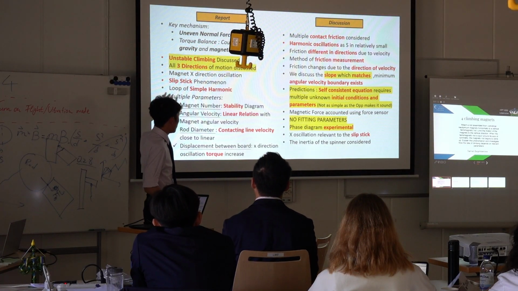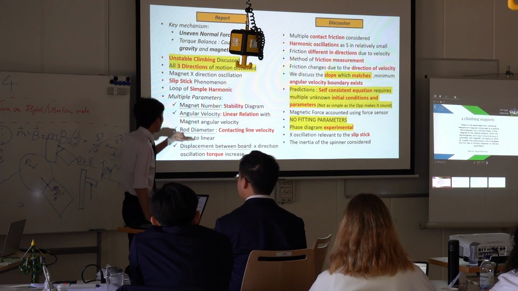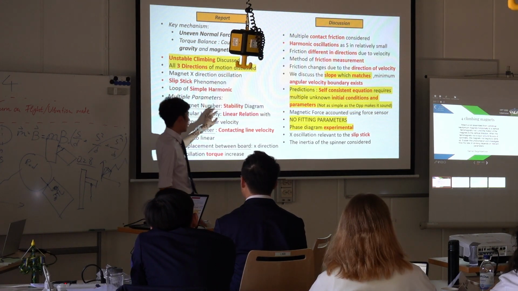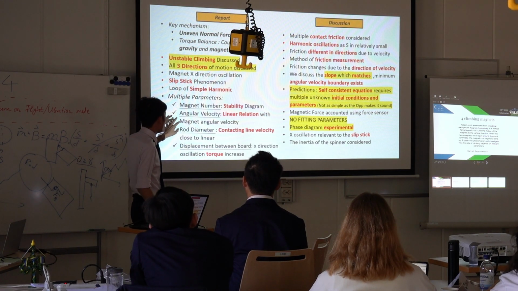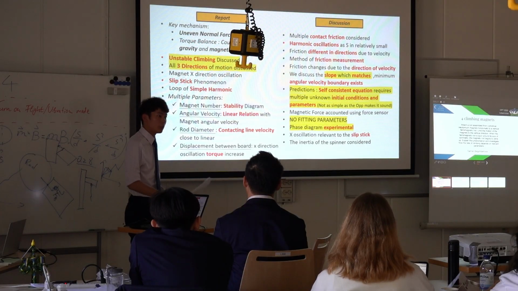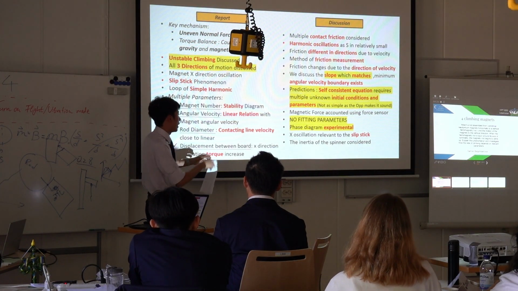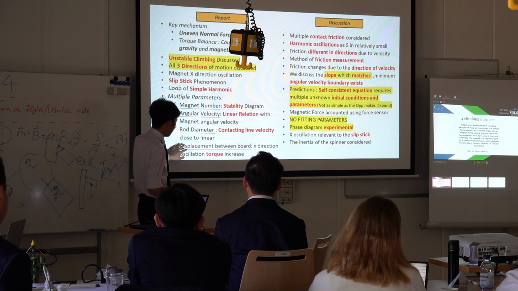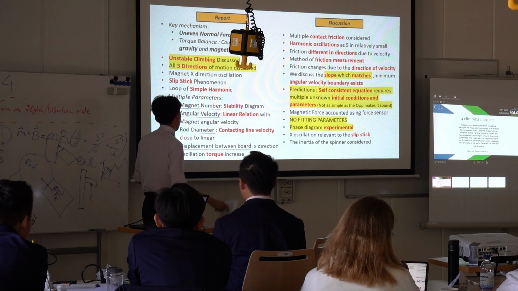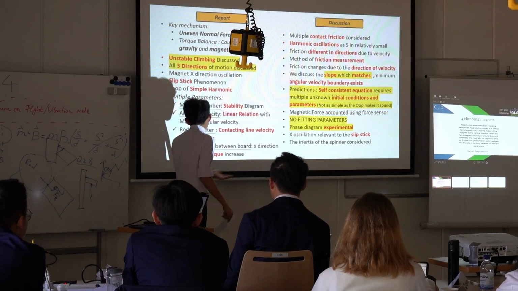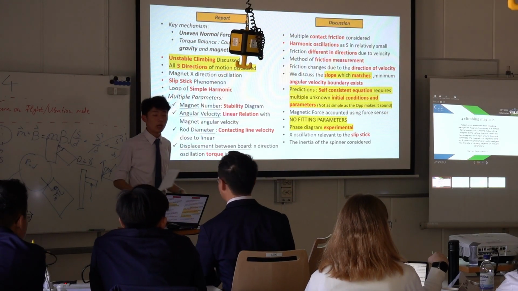And for the number of parameters, we can see that the number of magnets corresponds to the stability diagram, and also the angular velocities and rod diameters correspond to the connecting line velocities between the rod and the magnet. And the distance between the rods is actually causing a larger x direction oscillating force, which is caused by the friction. This is pretty important.